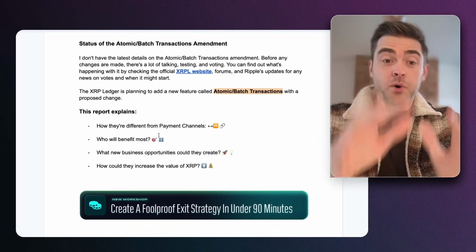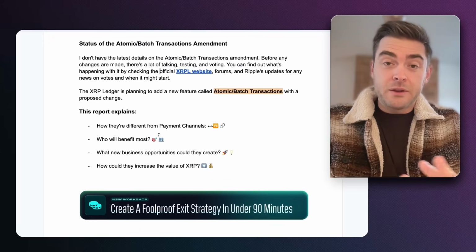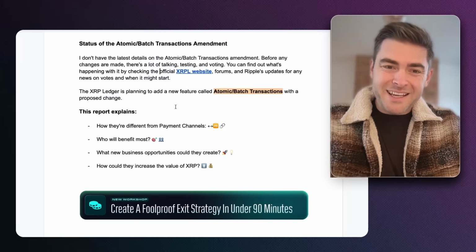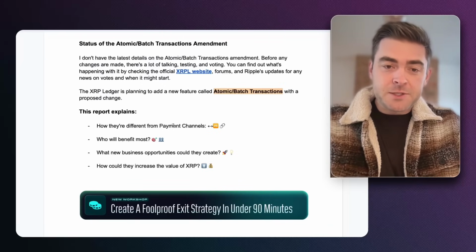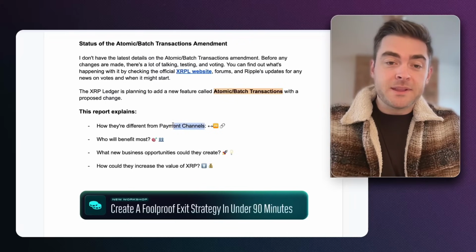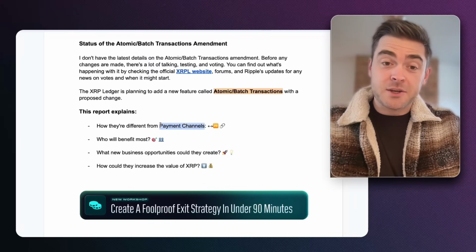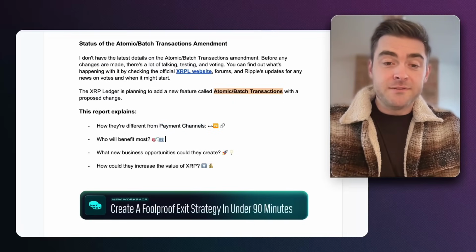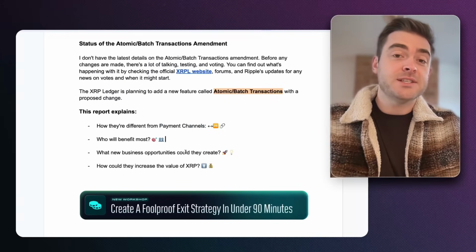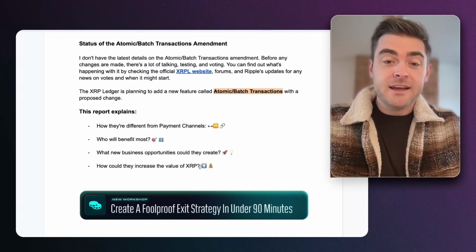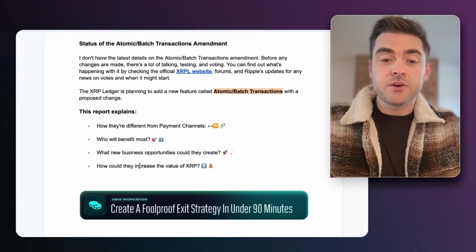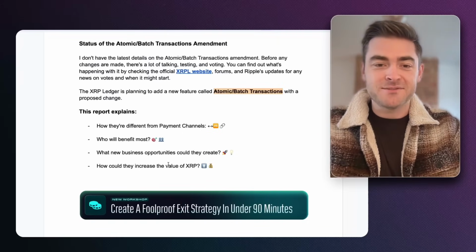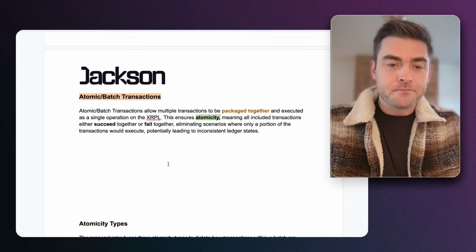And so in this report that I've generated, now that we've got that base understanding of what an amendment is, this is going to explain how they are different to something else that sounds similar on the XRPL, which is actually active, called payment channels. We're going to get into who it's going to benefit the most, what business opportunities this could create, and finally, how this could all increase the value of XRP? Because I think a lot of us, that's what we're interested in, right? So let's get into it.